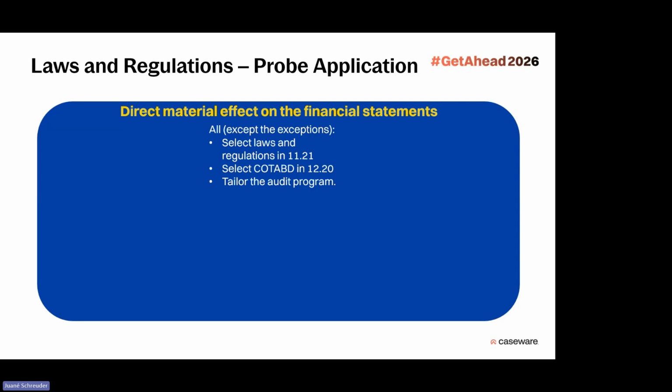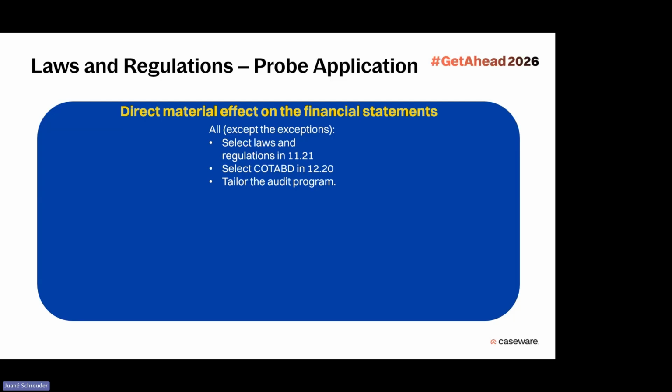So I'm not going to address that too much, but what I want to highlight to you today is, for those laws and regulations with a direct material effect on the financial statements, how are they treated in probe? What must we do to get the necessary audit steps? So in 1121, which is the document for considering laws and regulations, you'll select those laws as having a direct impact.